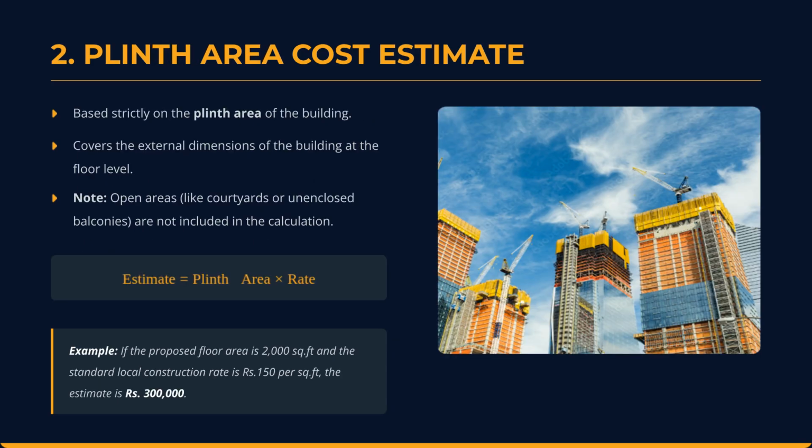Next is the plinth area cost estimate. This is a fast, approximate calculation based strictly on the external floor area of the building. You simply take the plinth area and multiply it by the standard local rate. Note that open areas like courtyards are not included. As an example, if you are building a 2,000 square foot home and the local rate is 150 rupees per square foot, your plinth area estimate is a straightforward 300,000 rupees.